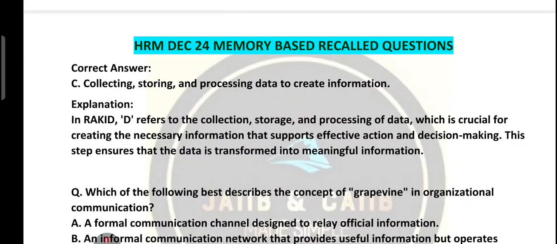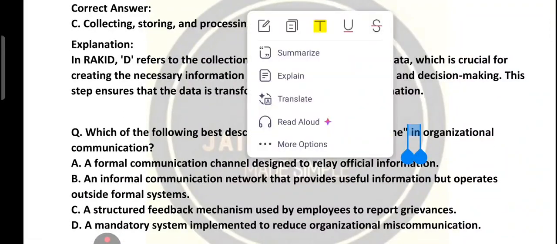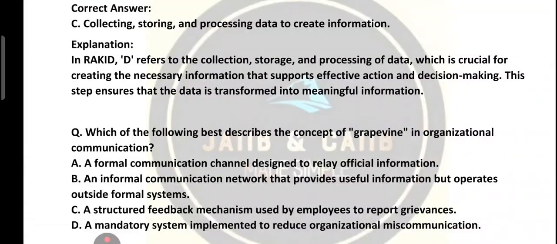Very good, nice friends. Now let's look at the next question. The third question is on your screen, as you can see. Let's go through what it's talking about. Which of the following best describes the concept of grapevine in organizational communication? Option A, a formal communication channel designed to relay official information. Option B, an informal communication network that provides useful information but operates outside formal system. Option C, a structured feedback mechanism used by employees to report grievances. Option D, a mandatory system implemented to reduce organizational miscommunication.